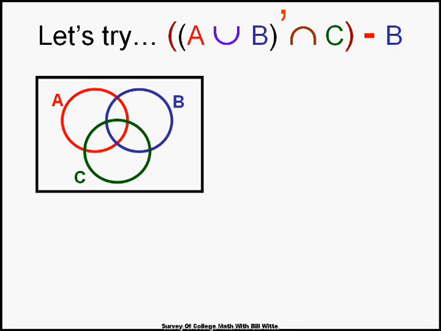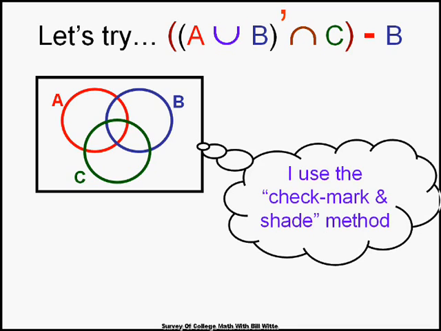See if you remember this one. We're supposed to come up with a picture of A unioned with B complement intersected with C and then subtract B. Whew. Well, oh yeah, I had that check mark and shade method and multiple picture method.